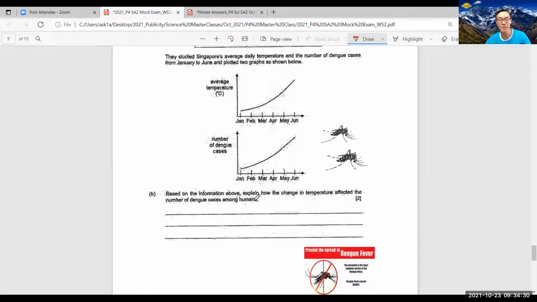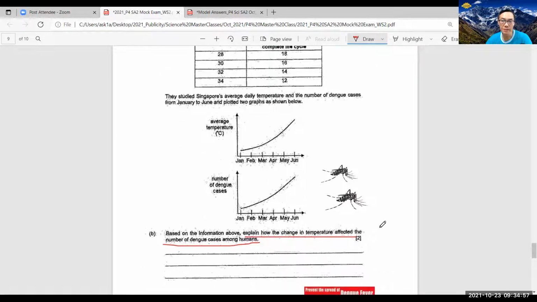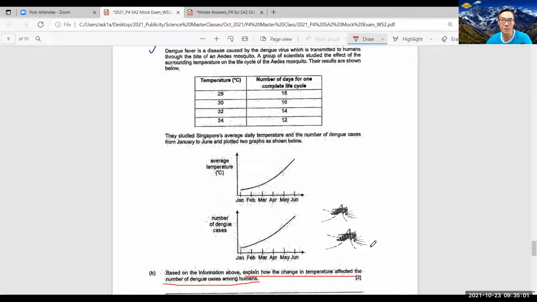Based on the information above, explain how change in temperature affected the number of dengue cases among humans. I specifically use this question because the student needs to integrate two sets of data to present the answer. If they do not match these two sets of data coherently to the question, they will not get the 2 marks. So pay careful attention to this question.